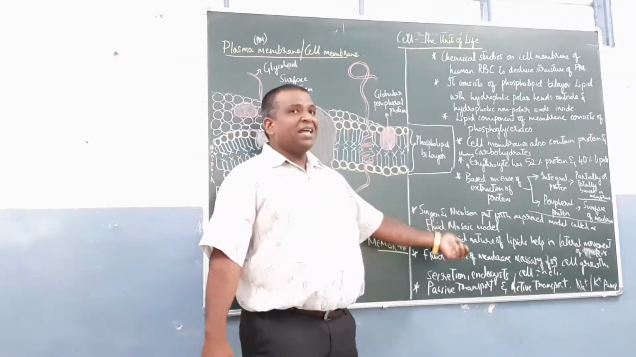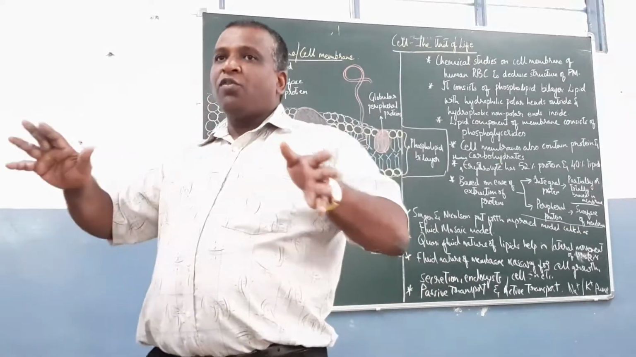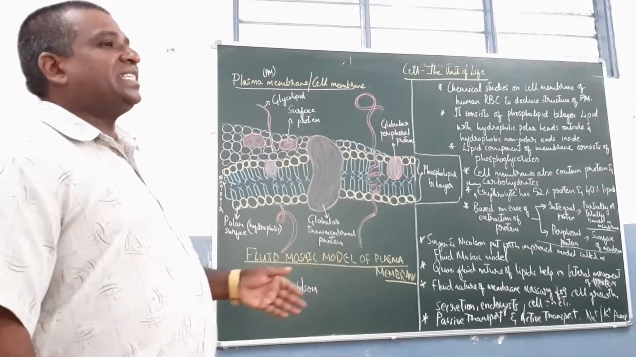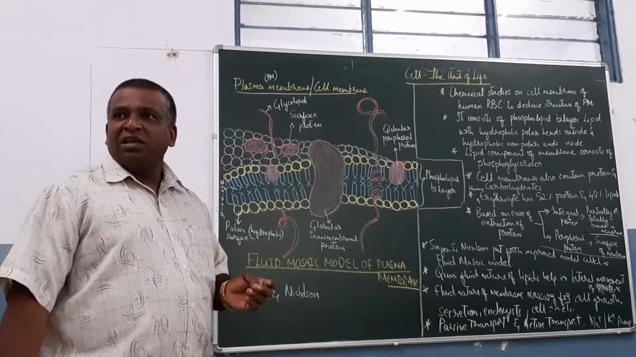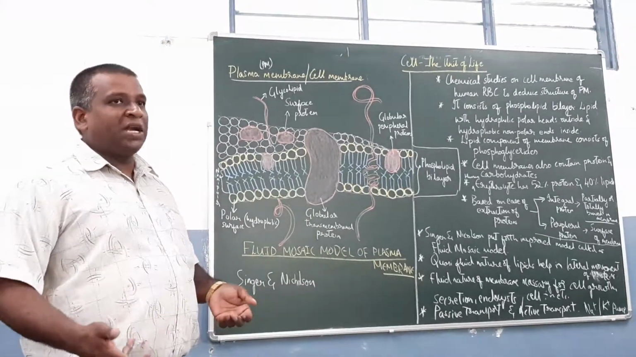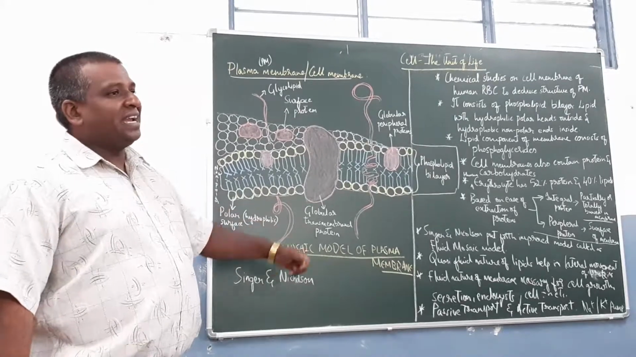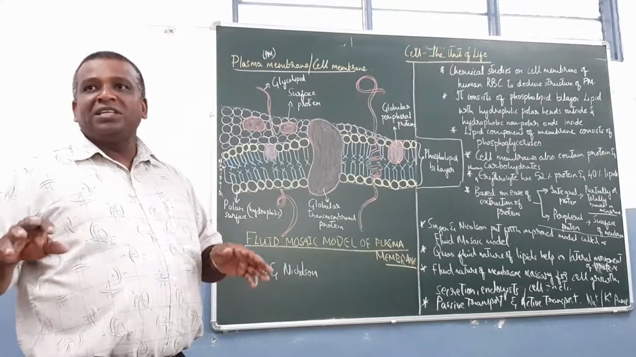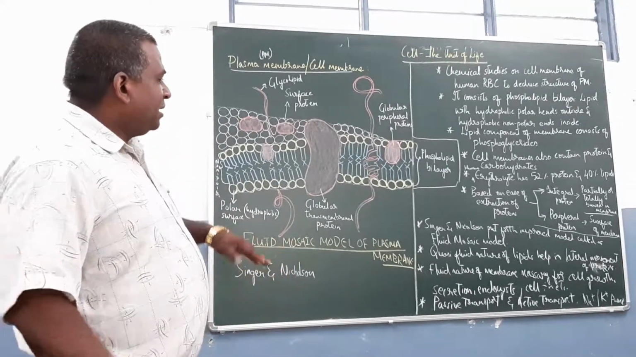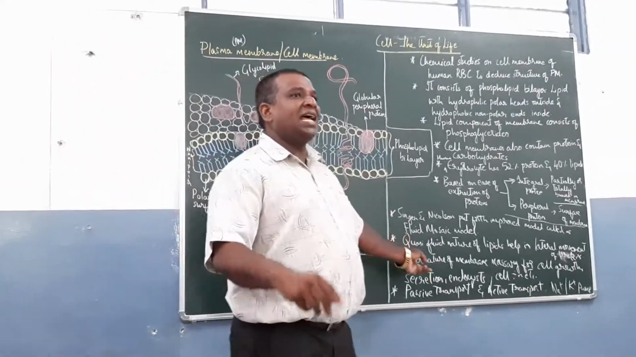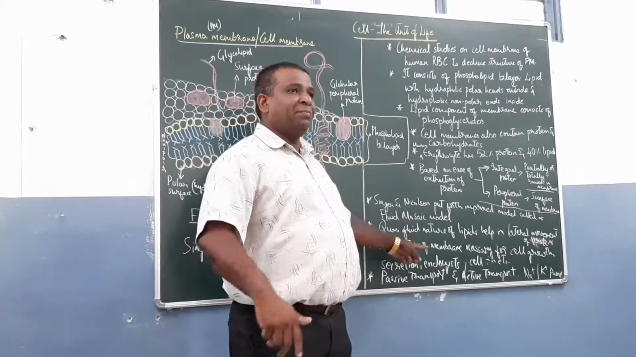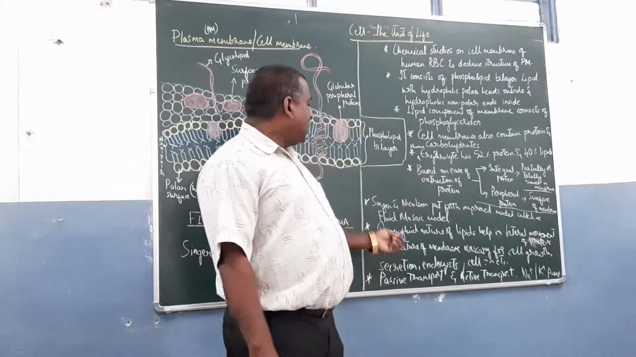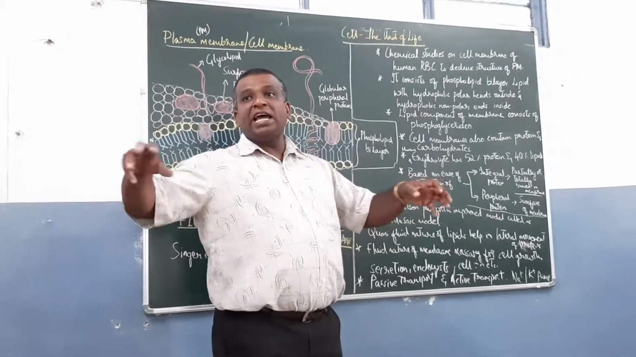Okay. So Singer and Nicolson later put forth the fluid mosaic model of plasma membrane. Who were the scientists who put forth the fluid mosaic model of plasma membrane, which is most accepted? It was Singer and Nicolson. According to them, the lipid layer is semi-fluid, semi-solid. That is what they call the quasi nature of lipid. That implies it is semi-solid and semi-fluid type. Quasi nature of lipids. Fluid mosaic model.